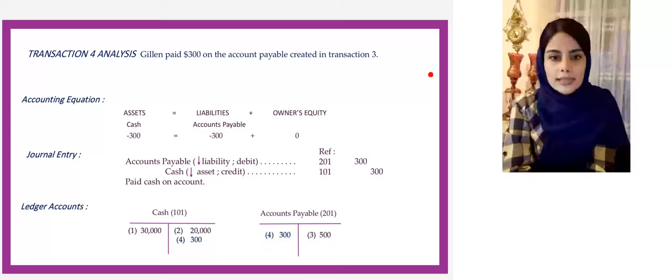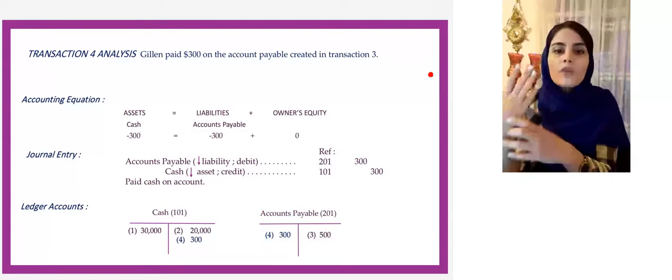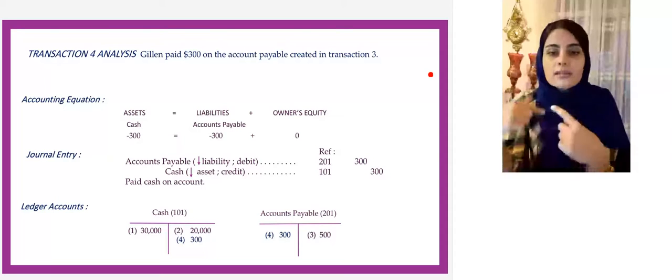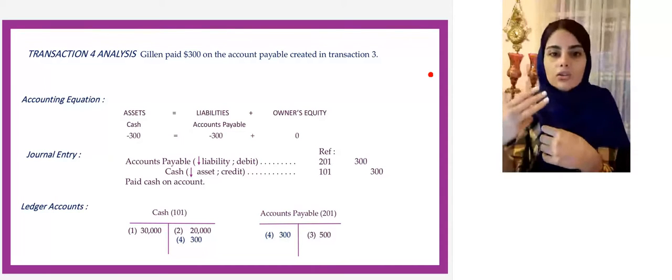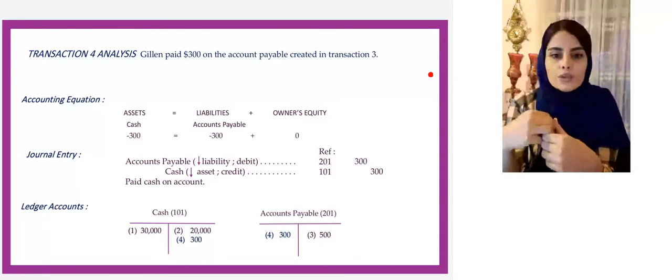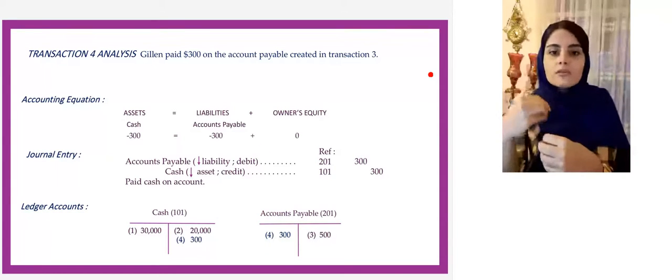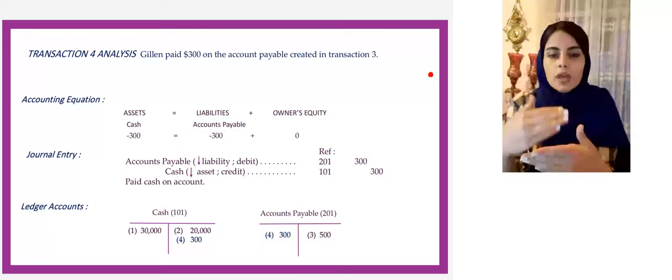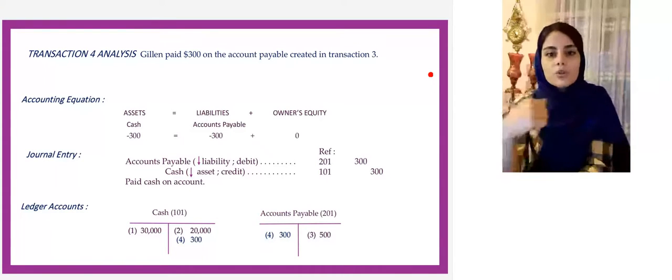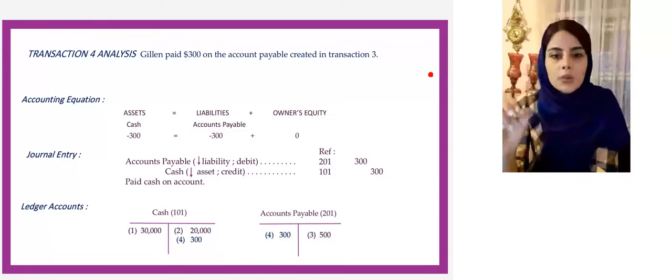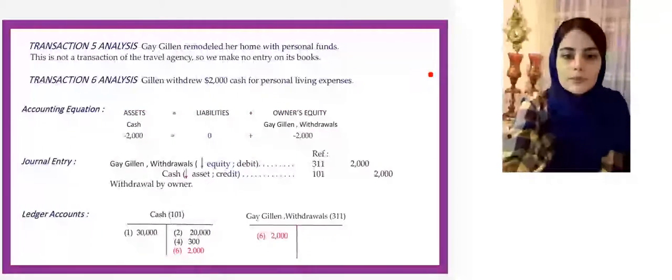Transaction 4 says that Gillen paid $300 on the accounts payable created in transaction 3. At transaction 3, we had $500. In this transaction, we have $300. So we should credit cash and debit accounts payable. Accounts payable decreased, so it should be debited, and cash decreased, so it should be credited. And immediately post them to the T accounts.